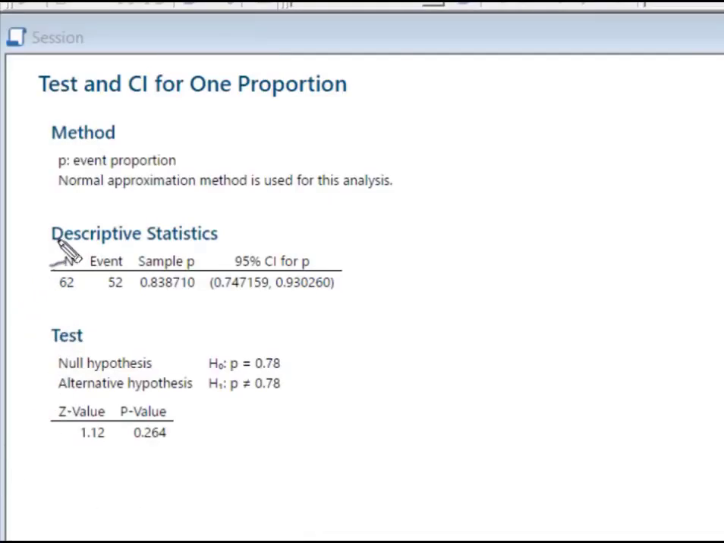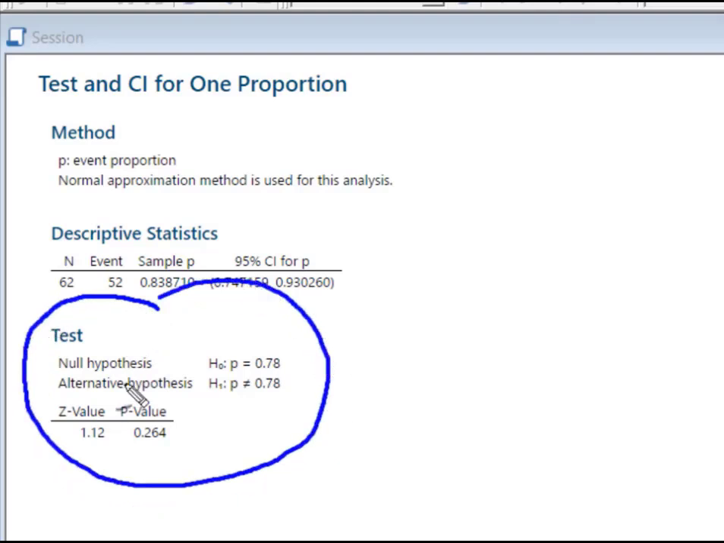So we can see, as always, it gave us our descriptive statistics, but what we're interested in down here is this actual test that was run. And what we're looking for this time is our p-value. So I just want to remind you that this p-value, because it was not equal to, represents the area above and below this calculated z-value. So Minitab automatically doubles the p-value for a two-sided test with the alternative as not equal to. So we got a p-value of 0.264, and we're going to hang on to that piece of information for a minute.